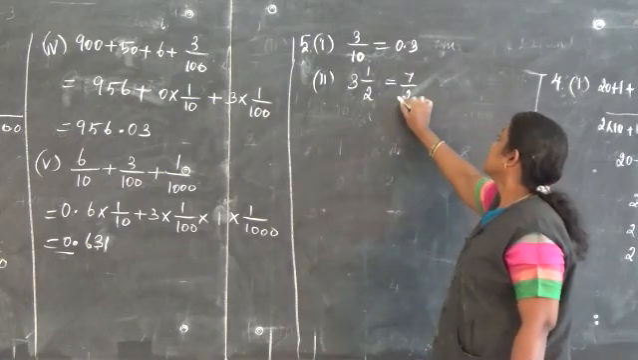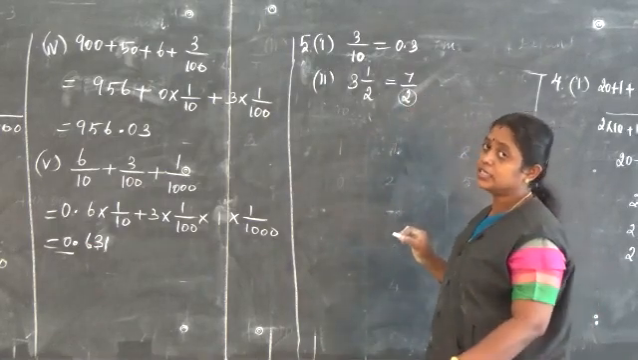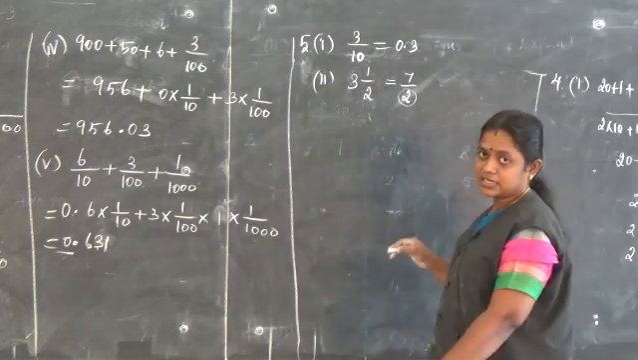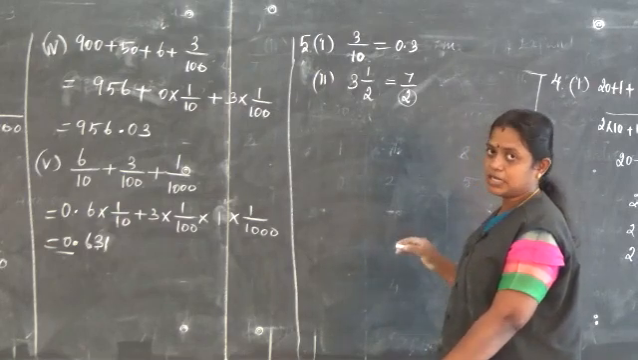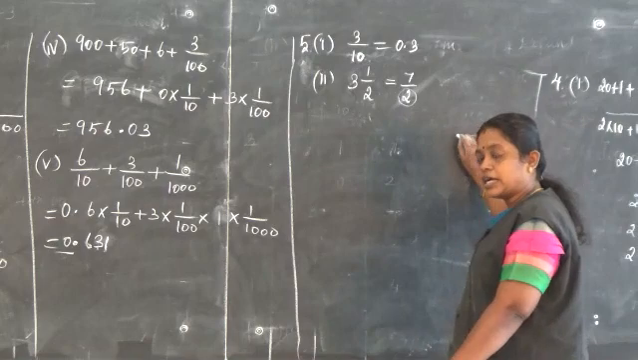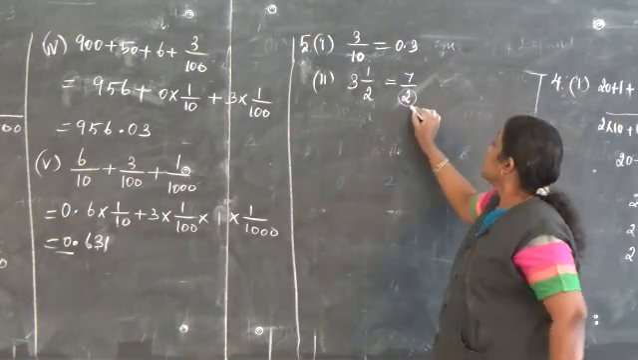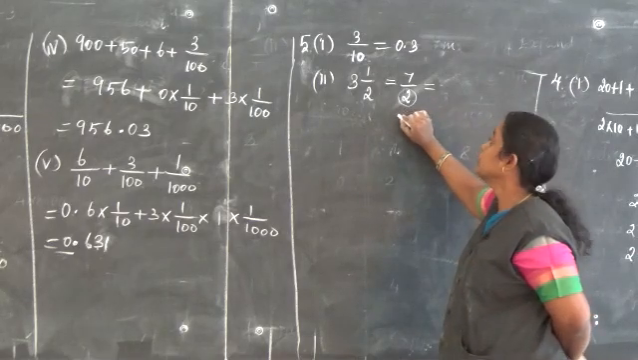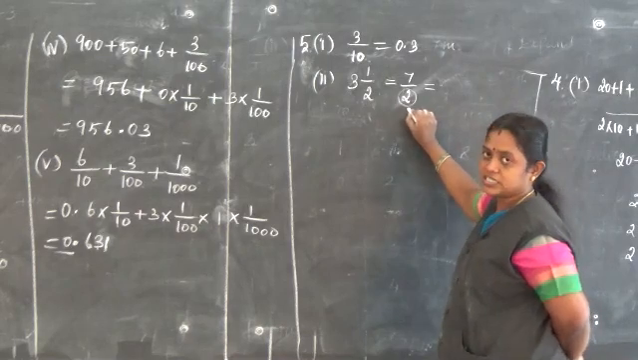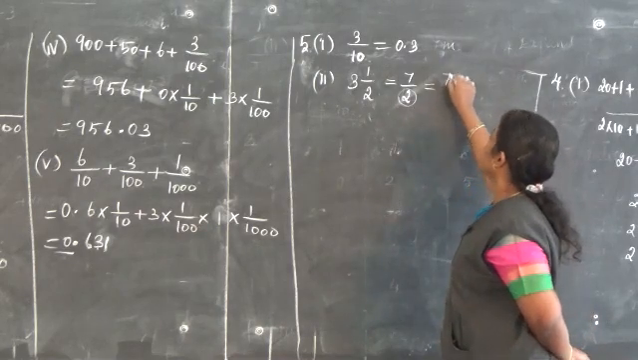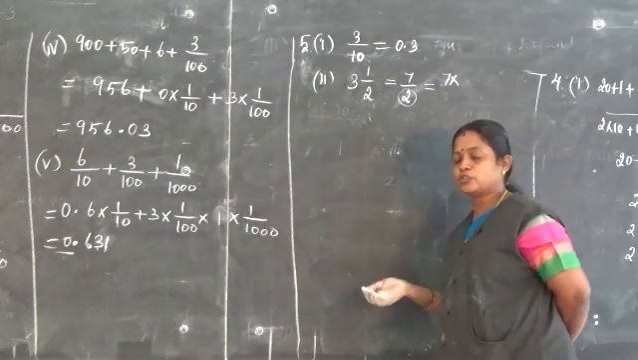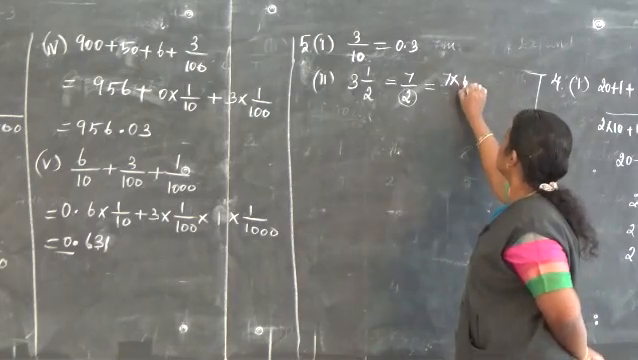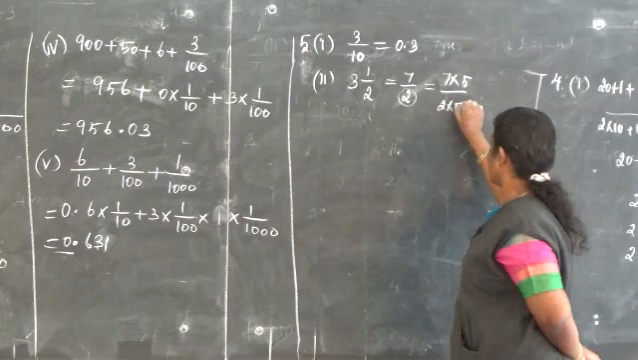Here it is not like this. Here 2 is given in the denominator. If a fraction has the denominator 10, 100, 1000, easily you can write the decimal number. So first you convert the denominator to 10. If 2 is given, as I instructed you in the last class, you should multiply with 5. Whenever you multiply the denominator, immediately you should multiply the numerator also. Don't forget to multiply. So 7 into 5 by 2 into 5.